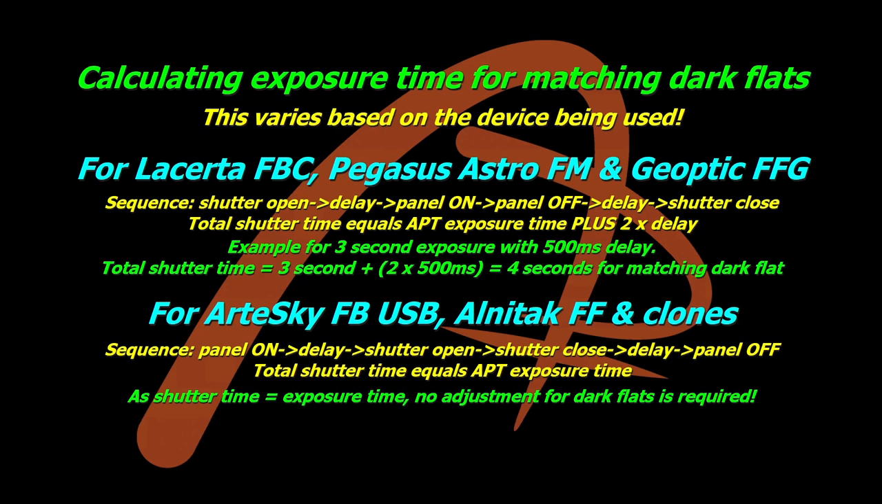So for a Lacerta, Pegasus Astro and Geoptic, the sequence is: the shutter opens, then they have the delay you set in your panel, then the light panel goes on, takes the exposure and the panel goes off, then they have the delay and the shutter closes. So the total shutter time is actually equal to what APT reports plus two times the delay you have set. For example, with a 3 second exposure and a 500 millisecond delay, the total shutter time equals the 3 seconds plus two times the 500 milliseconds, which equals a 4 second exposure for your matching dark flat.